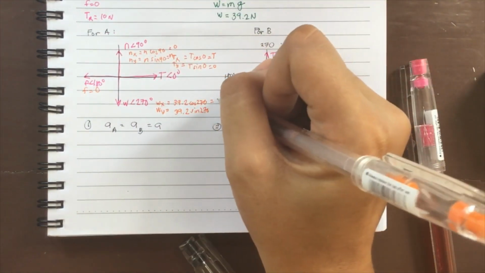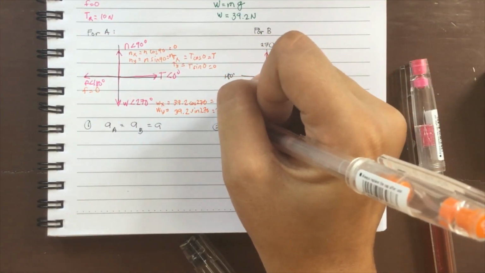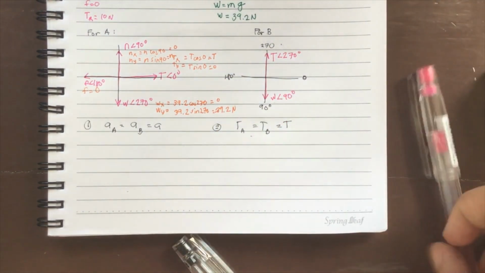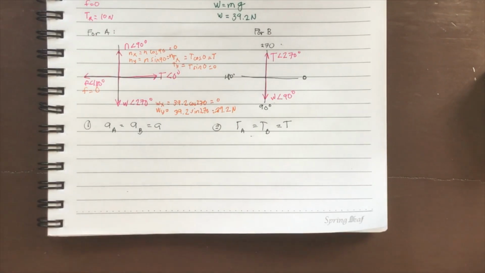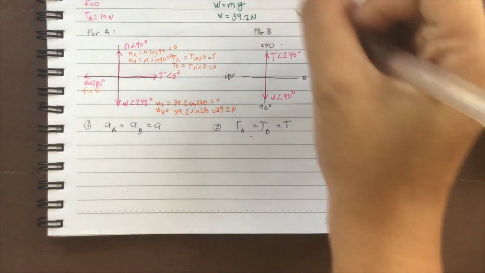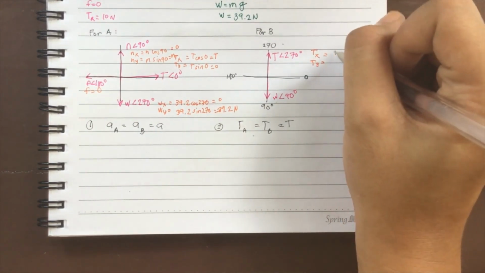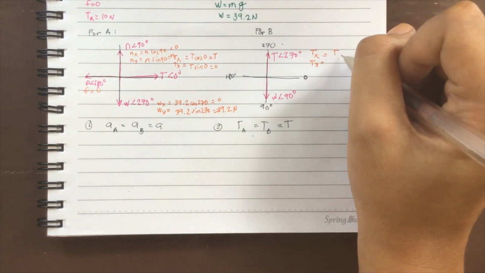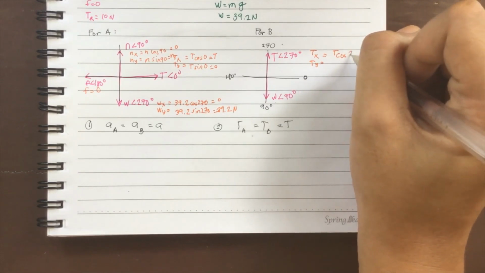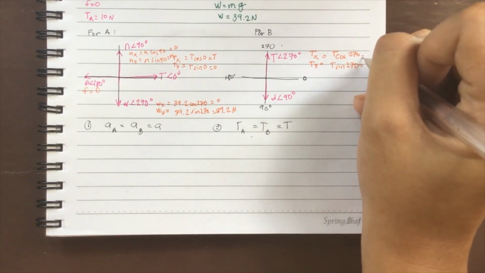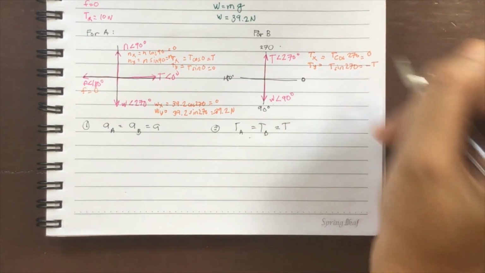Then you will have 0 and then negative 39.2 newtons. Okay, let's proceed to the other block, which is block B. So you have Tx, Ty. So T cosine 270 and then T sine 270. So we have 0 and then negative T.